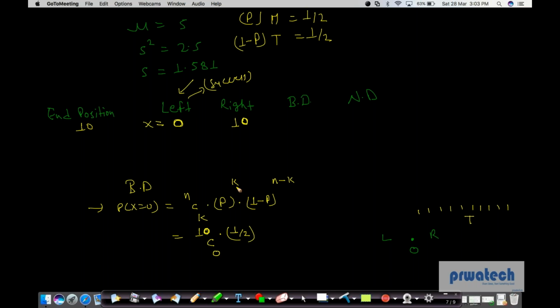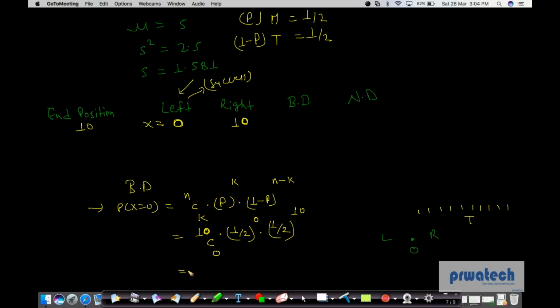And how many times did you get this? 0 times. You get this 0 times, into 1 minus p. What is the probability of getting tail? It is 1 by 2 to the power n, which is 10, minus k. k is the success count. Did you get any head? No. So 1 by 2 to the power 10. If I solve this, I will get the binomial distribution, the probability of getting 0 heads in this question.